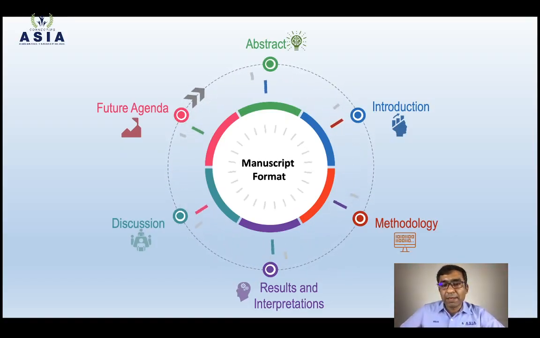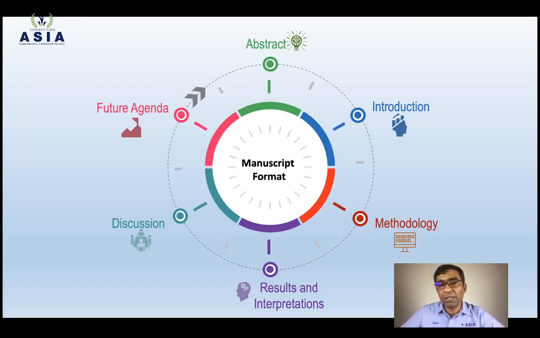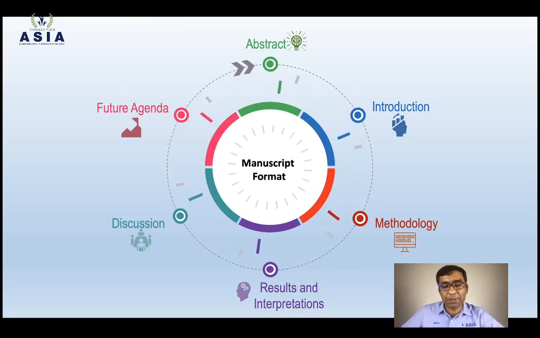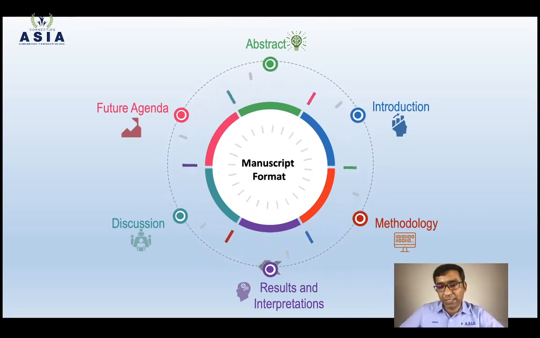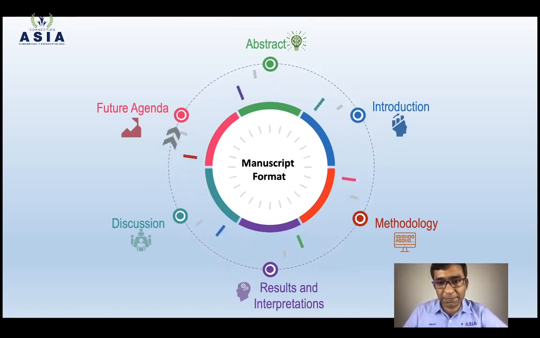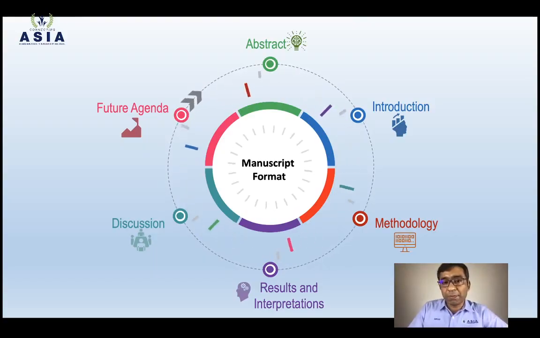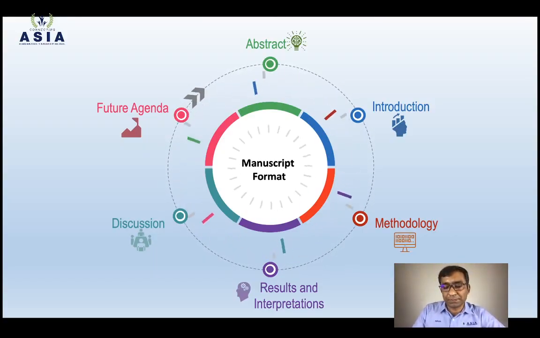But for results and interpretation we need Excel. For methodology we need to use Scopus.com or Web of Science or ProQuest or any other database, and I will give you different steps. But for the introduction, we need to start with our research question.